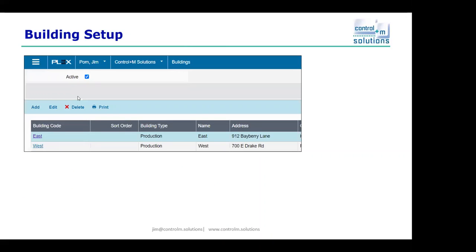So let's first talk about the building setup. As you can see on our screen, we've set up what we call an east and a west building. This is right out of our PCN, and we've defined these 2 buildings. The east building is on the east side of the country, and the west building is on the west side of the country, so they are a good distance apart. These are the 2 buildings we've set up.